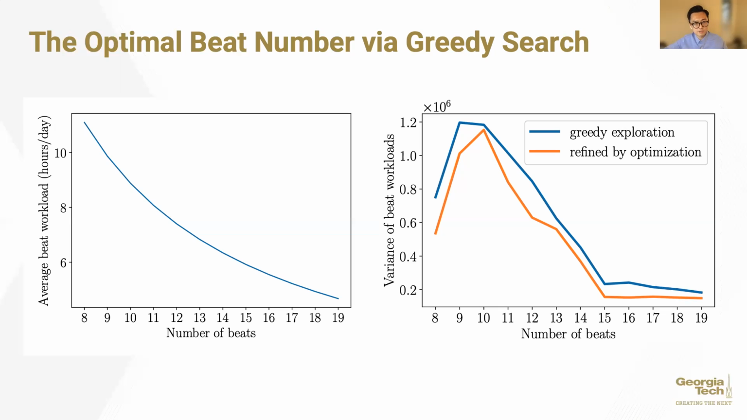So here, the left shows the average workload is decreasing as the number of bits grows, and the right shows the variance has a similar decreasing pattern, whereas the benefit of adding more bits is diminishing rapidly when it is larger than 15. After rounds of discussion with the police chief and other police officers and showing them the analytical results, we eventually decided to have 15 bits in our final plan.